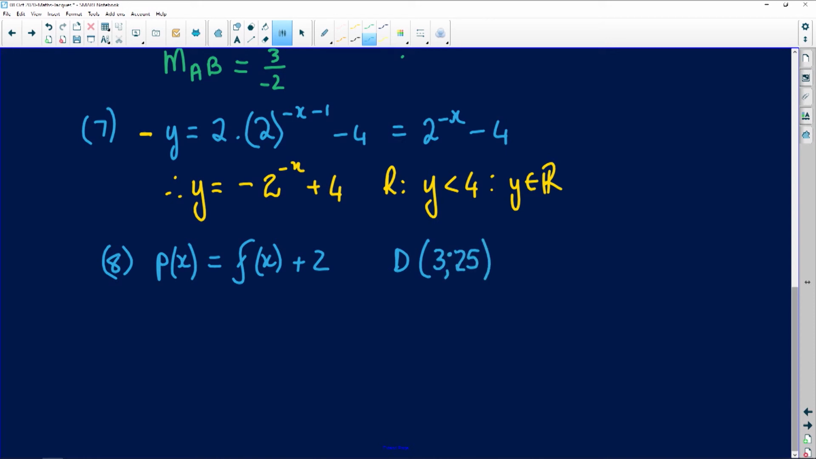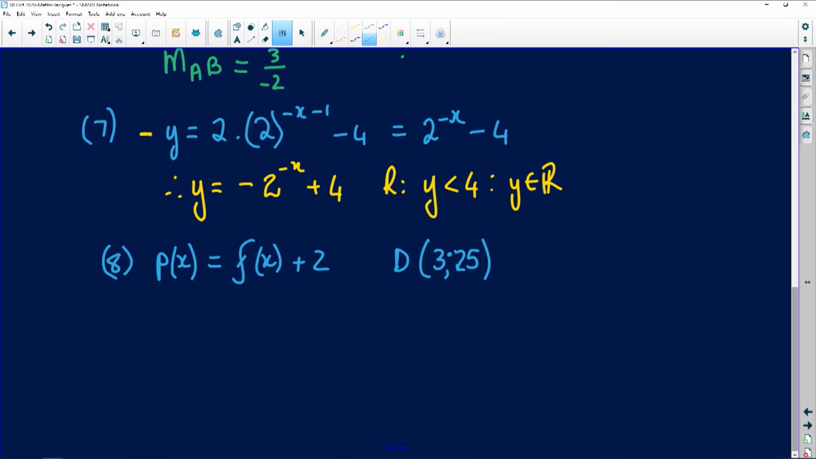Okay, so what happens now? We are translating this graph 2 units up. What is moving? The x's aren't moving, it's the y's that are moving up 2 units. So the new graph, P, will have a turning point 3 and 27. All we need to do is add 2 to the original graph's y values. Then we have translated it upwards.